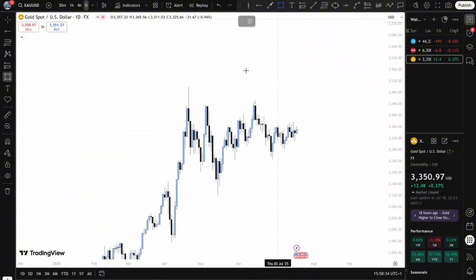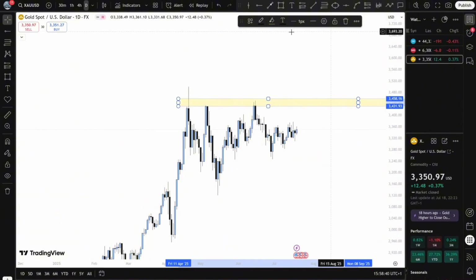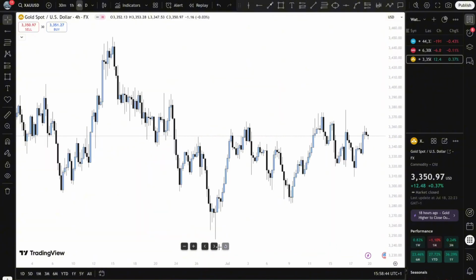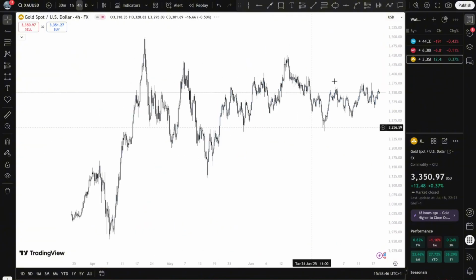So right now, on the daily time frame, we are not having any clean move here on gold. We are not having any clean move on gold from the daily time frame. So that's going to take me to the 4 hour time frame to plot our key levels.